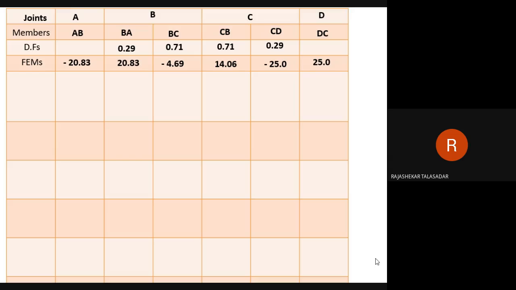First 4 rows. Is there any difficulty in writing these? No, sir. Okay. Now, whether balancing and carryover starts or releasing the end starts. The releasing comes for hinge and simple support. If either A or D, any one of the extreme ends, is hinged or simply supported roller, then it is to be released. Not about intermediate joints. Now, what are the end conditions of A and D?